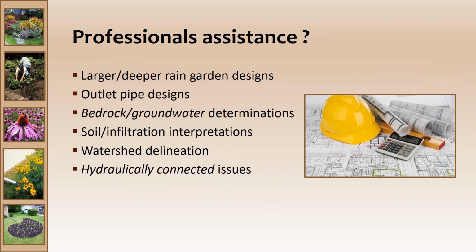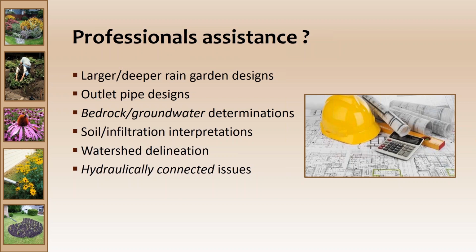We talked a lot about the need for professional assistance in the standard, and I mentioned it several times where it might come in handy. When you get into larger, deeper rain garden designs, anything with an outlet pipe design, we purposely avoided that in the standard because that opens the whole door to flood routing, and now you have to have somebody who knows what they're doing. So get a professional if you're getting pipes involved.